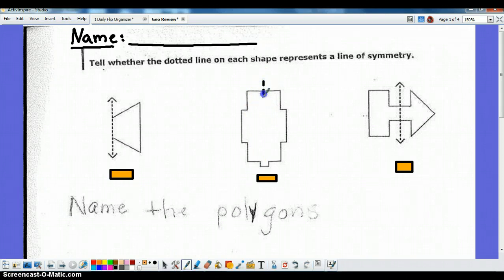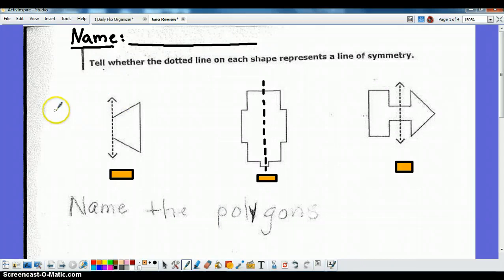The first error is the fact that there is no dotted line on this second figure. Well, now that there is, we can answer this question. We need to tell whether the dotted line on each shape represents a line of symmetry. Well, I know that symmetry is when you split a figure in half with a dotted line, an imaginary line, and the figure is identical on both sides. It looks exactly the same.